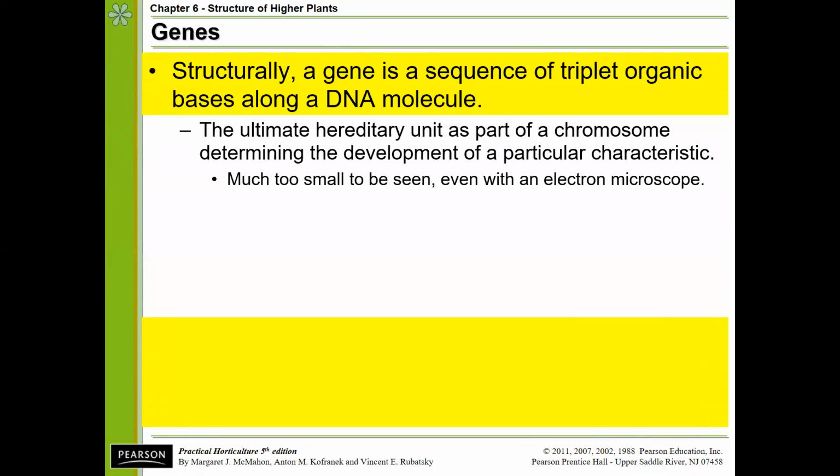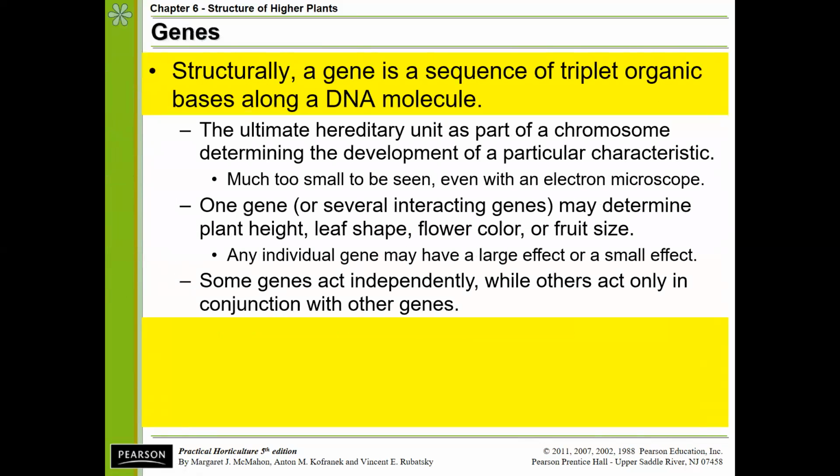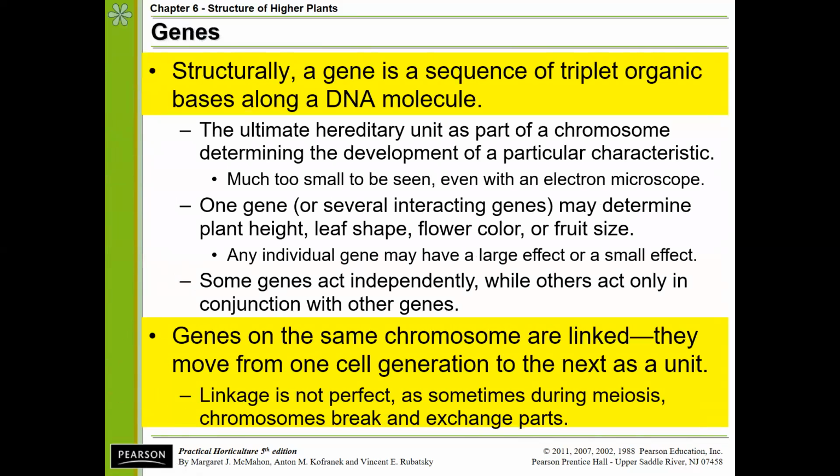Moving on, structurally, a gene is a sequence of triplet organic bases along a DNA molecule. So that's the ultimate hereditary unit for plants, animals, all living things. Genes on the same chromosome are said to be linked together, and they can move from one generation to the next as a unit.